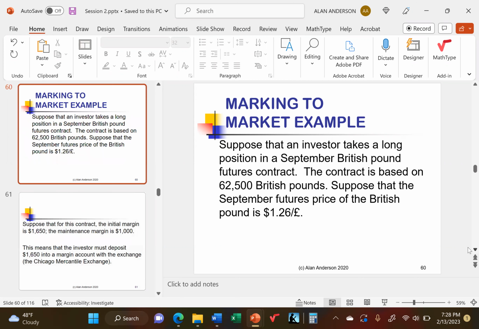Here we go. There's a numerical example of marking the market. Let's say that an investor takes a long position in a September British pound futures contract, meaning that we're supposed to buy 62,500 pounds in September. The futures price is quoted as $1.26 a pound. Now, I'm going to multiply that out on my calculator. And that's $78,750. So in principle, I should be prepared to pay $78,750 in exchange for 62,500 pounds in September.